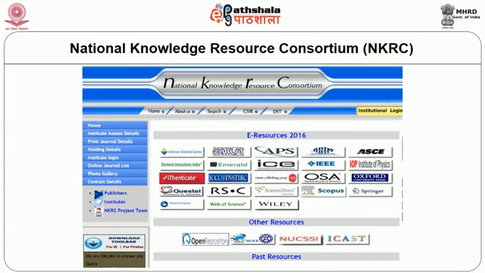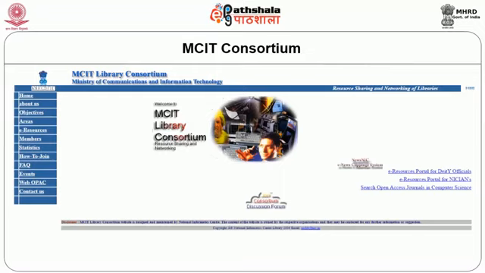MCIT Consortium. The Ministry of Communication and Information Technology Consortium caters to the information requirement of 9 institutions, including NIC, CDAC and CDOT. This consortium was set up in 2005 with funding from the Ministry of Communication and Information Technology. The consortium subscribes to 5 electronic resources including IEL Online, ACM Digital Library, Indian Standards, Science Direct and JCCC.